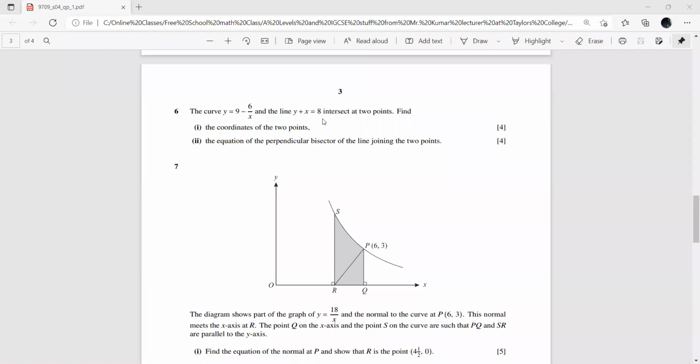Let's begin with question number 6 on this paper. Okay, let's move the question to a whiteboard, please. Okay, let's read and see.